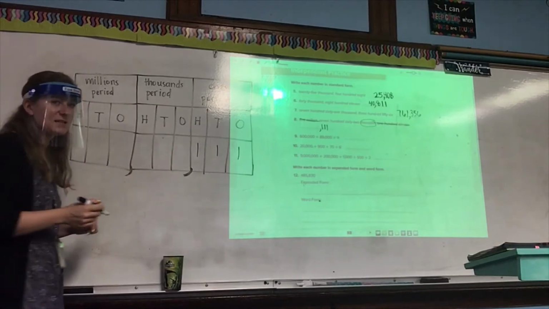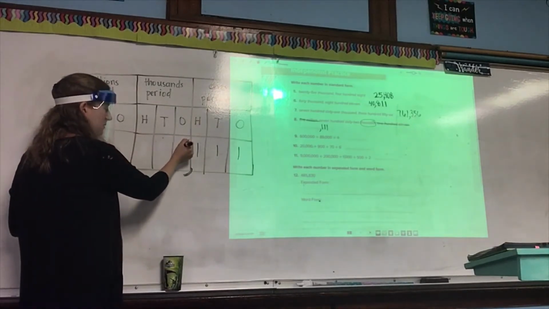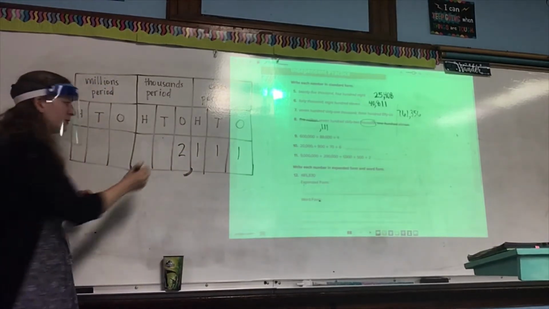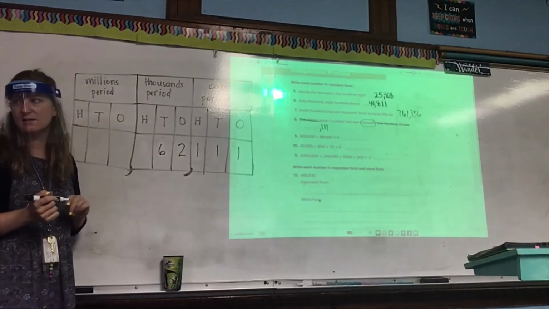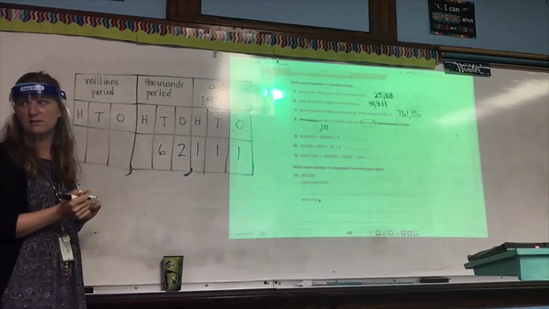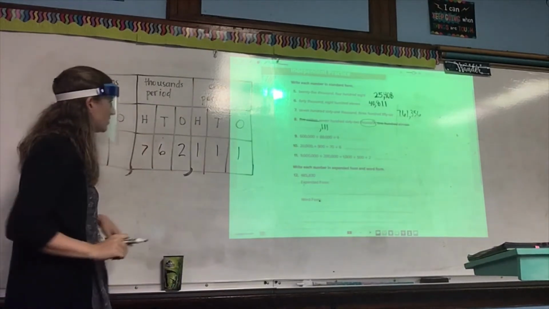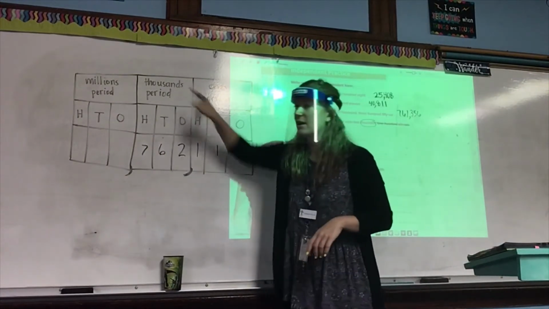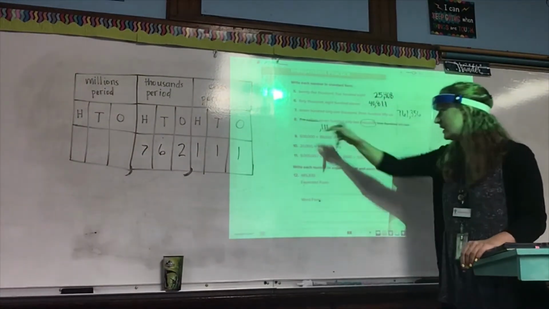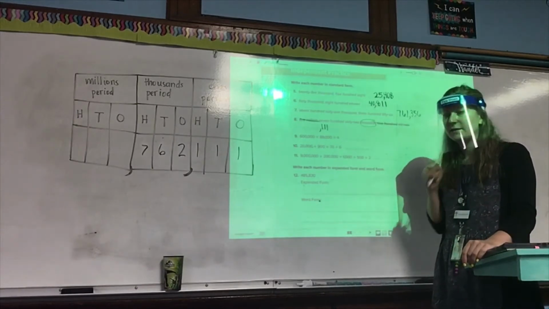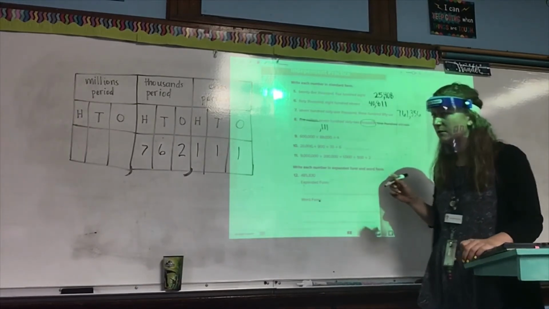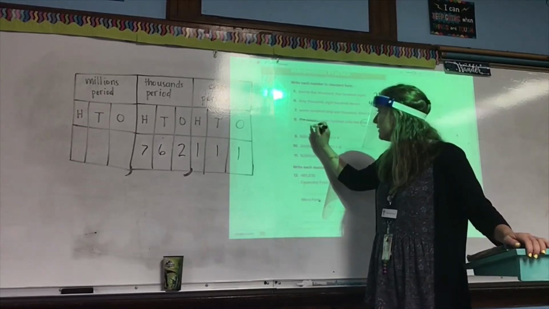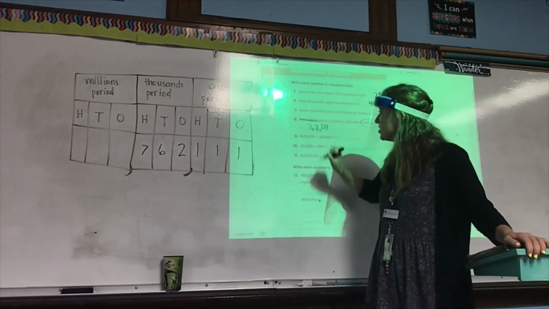What goes in the ones place? 2. What goes in the tens place? Focus. What goes in the hundreds place? 7. We have 762. It's in the thousands period, so we have 762,000. So what are the next 3 digits of my number? Digits. 7, 6, 2.